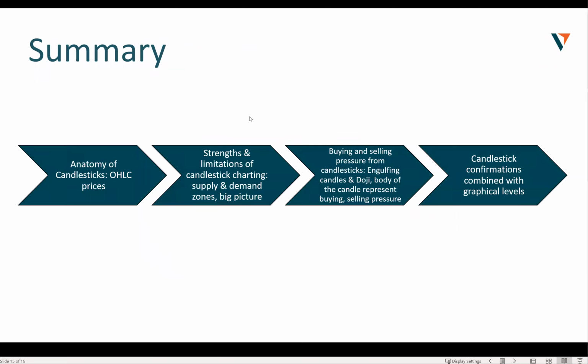So with that, we have come to the end of the session. I see that we have no questions as well, so I'll just run through a brief summary of what we have covered so far.